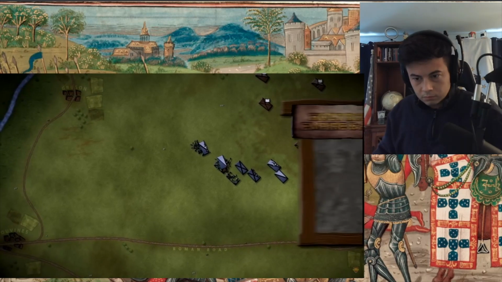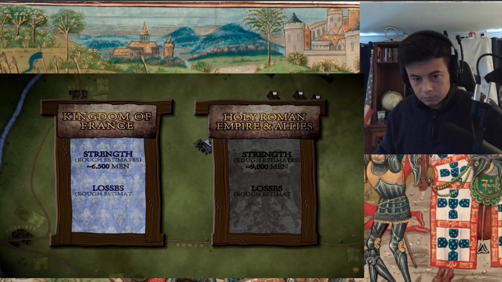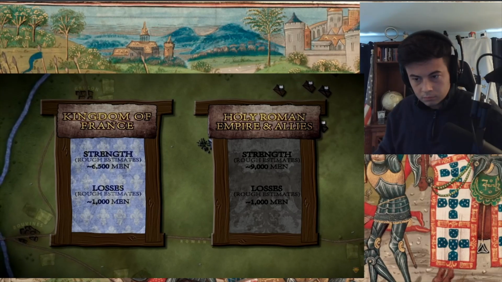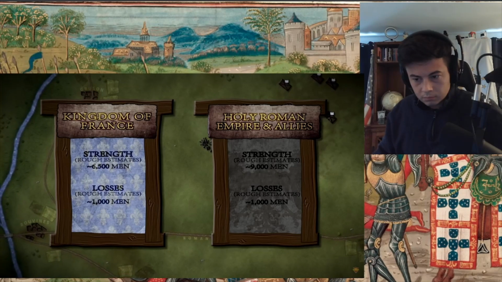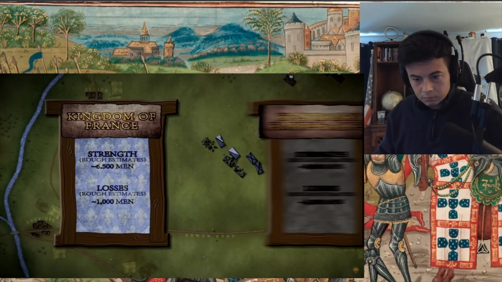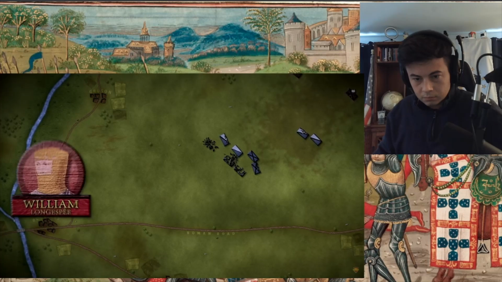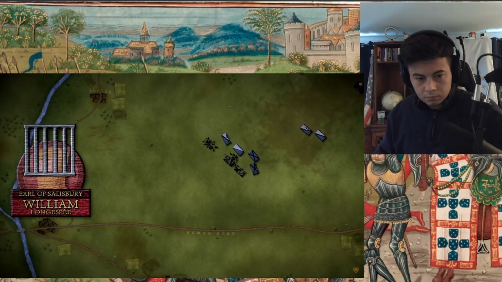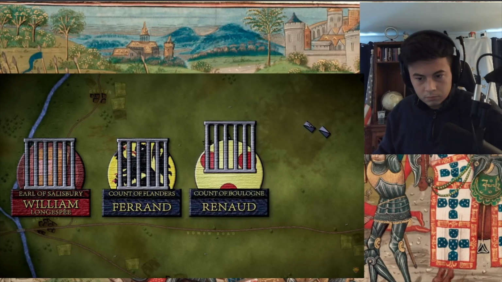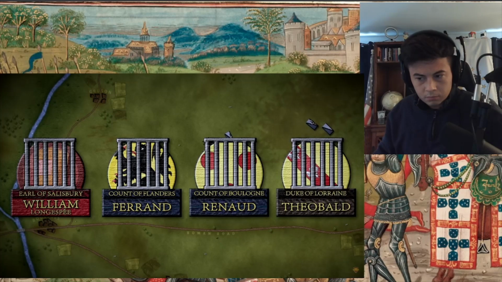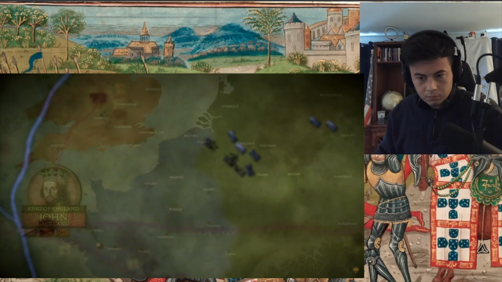The battle was a huge success for Philip Augustus, not only because he killed many enemies in the course of the battle, as losses were roughly equal, but predominantly because he managed to capture many important nobles, including the Earl of Salisbury and the disobedient counts of Flanders, Bologna, and Lorraine. The far-reaching consequences of the Battle of Bouvines soon took root.